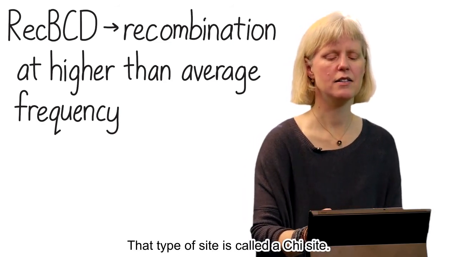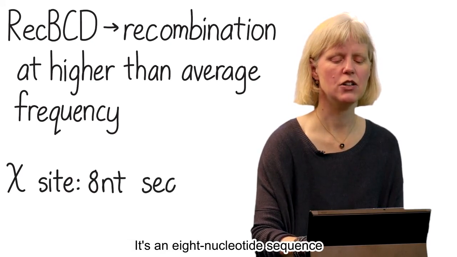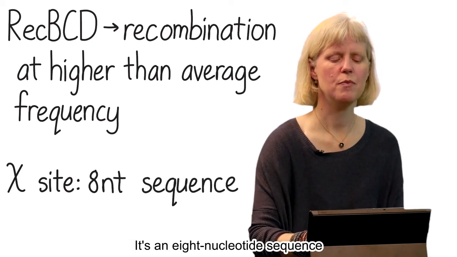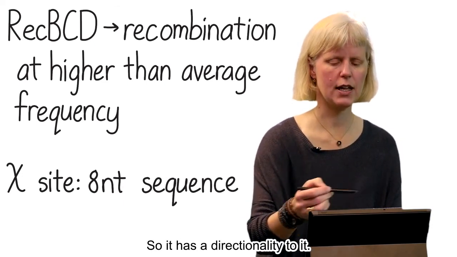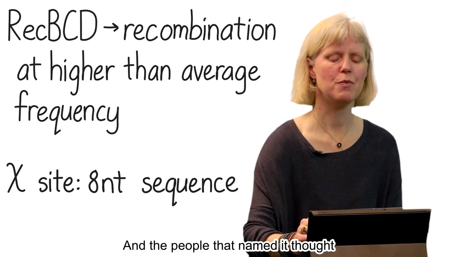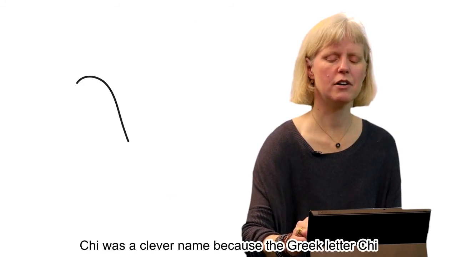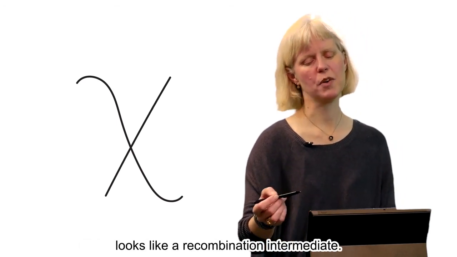That type of site is called a chi site. It's an 8-nucleotide sequence that's recognized only in its single-stranded form, so it has a directionality to it. The people that named it thought chi was a clever name because the Greek letter chi looks like a recombination intermediate.